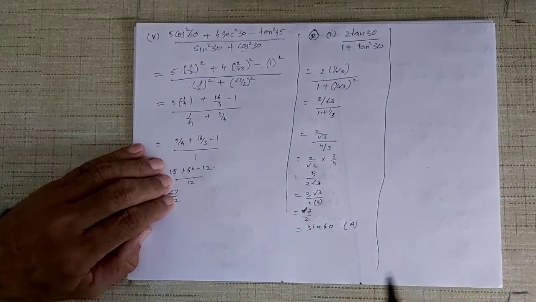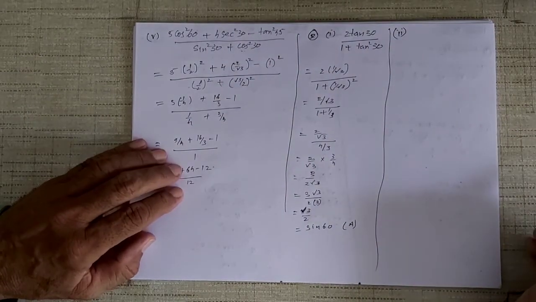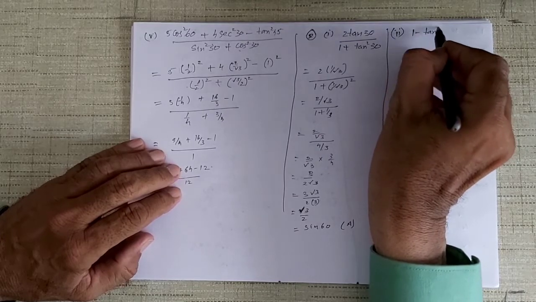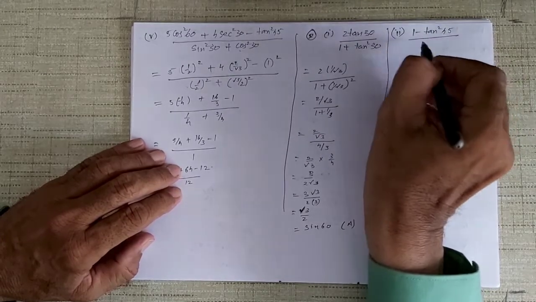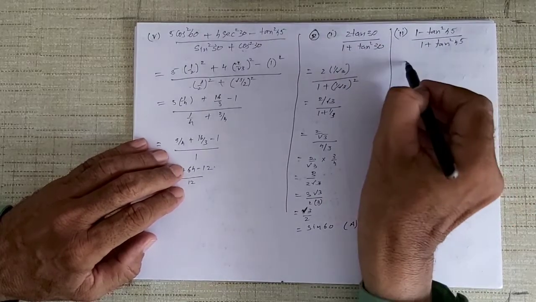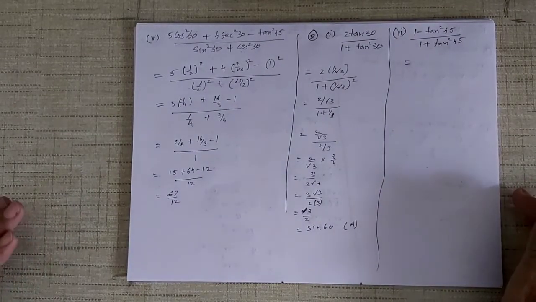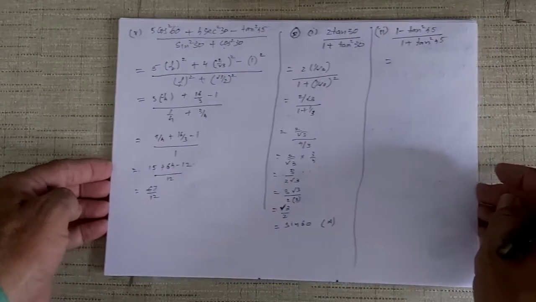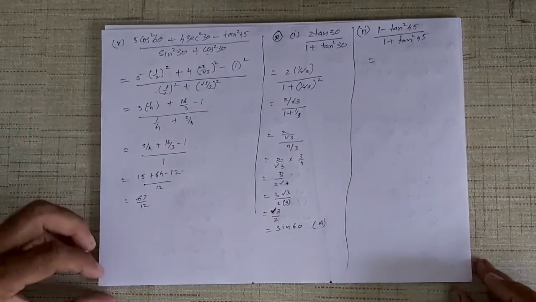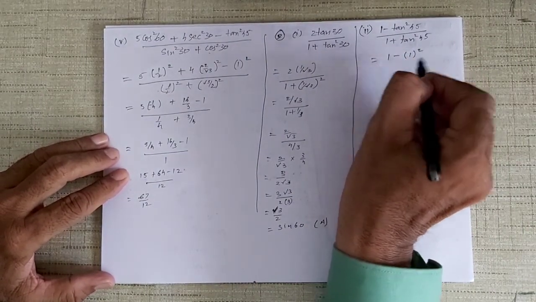Alright. Then see the second one out here. The second one says 1 minus tan square 45 upon 1 plus tan square 45. Alright. 1 minus tan square 45 and 1 plus tan square 45. Each one of course must be done very carefully. Alright. Let's see now. 1 minus tan square 45. Tan 45 is 1.